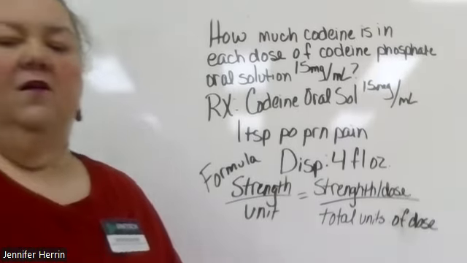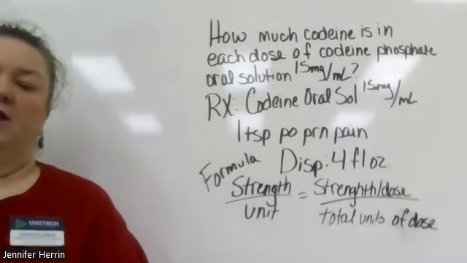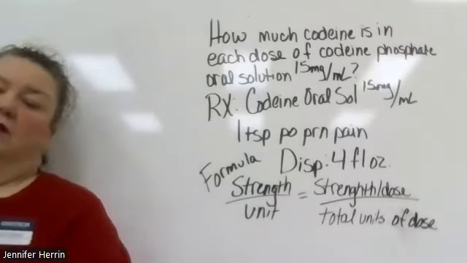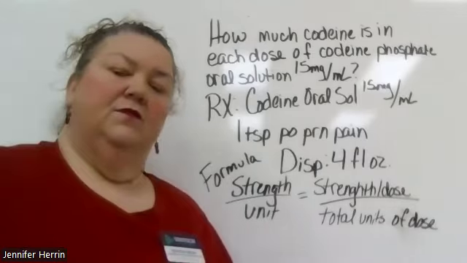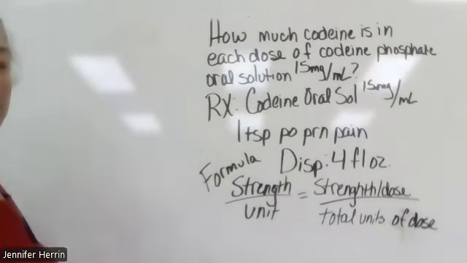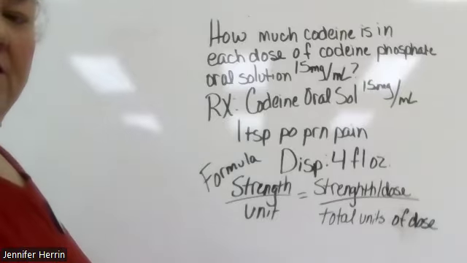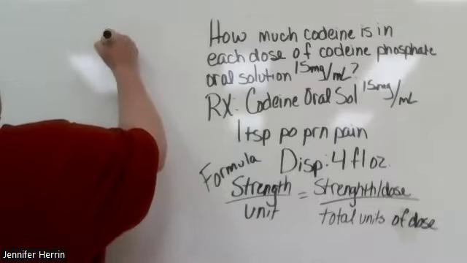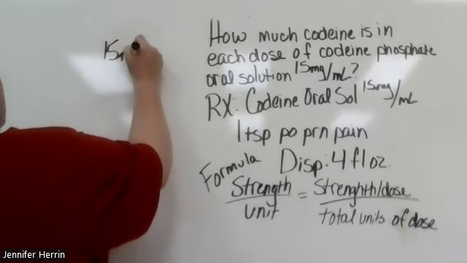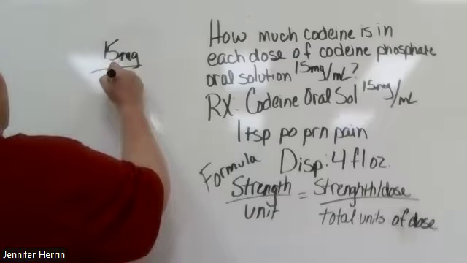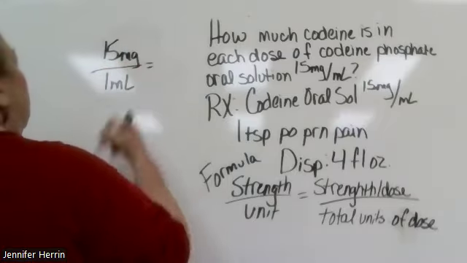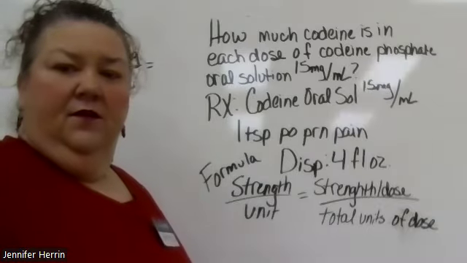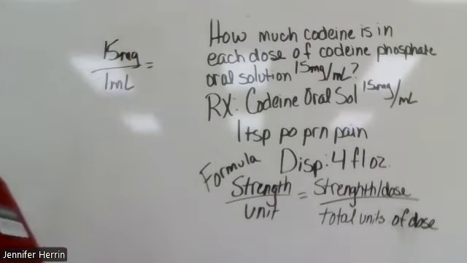So we have a formula here. It's the strength over the unit equals the strength of the dose over the total units of the dose. So let's put this formula into action. We're going to start with the strength over the unit. That's what we have, which is 15 milligrams per ml. And we're looking for the strength of each dose.